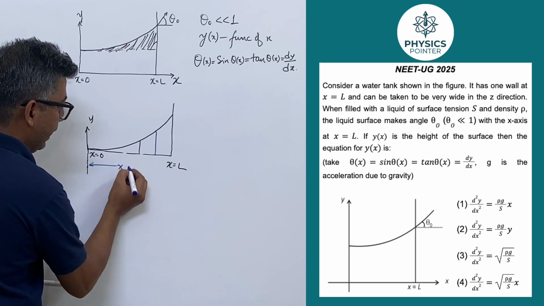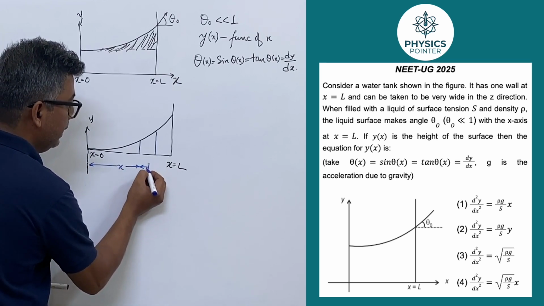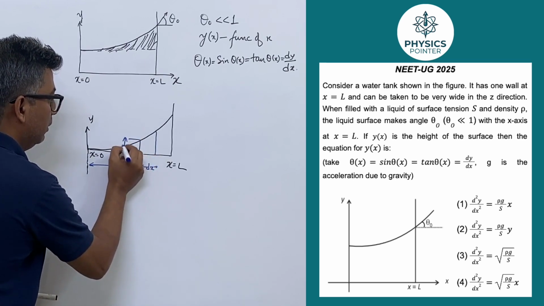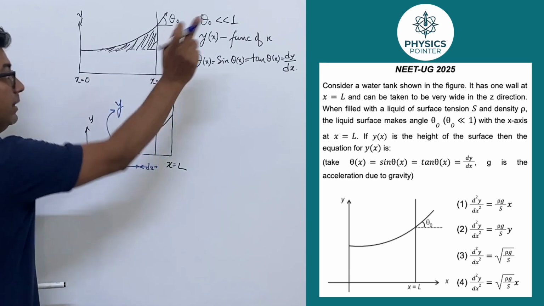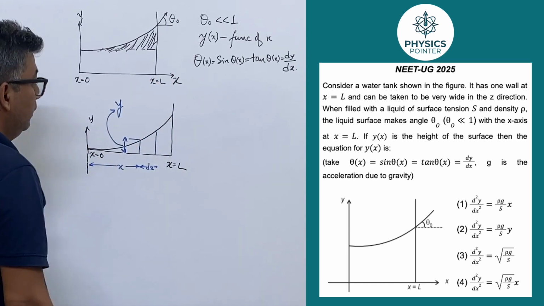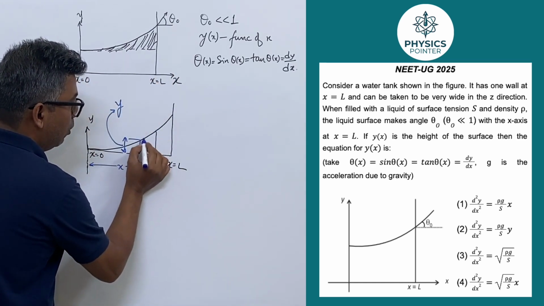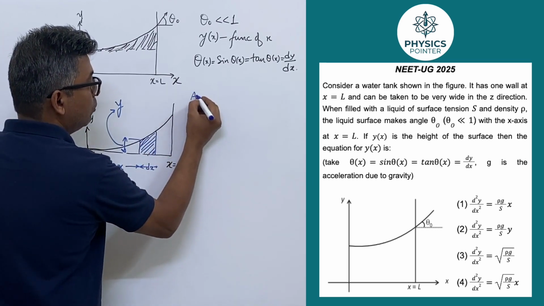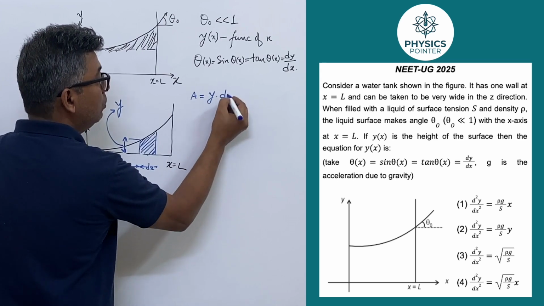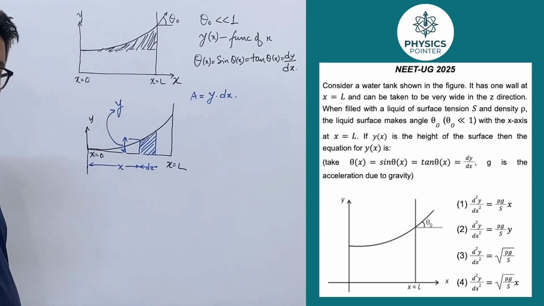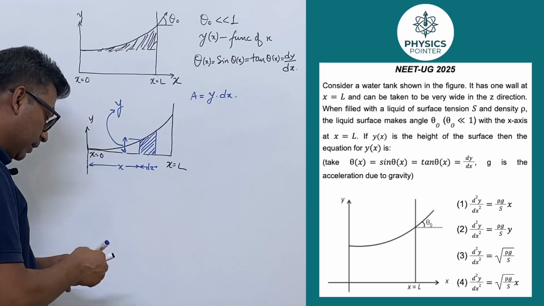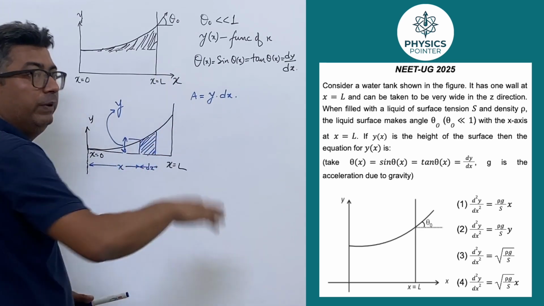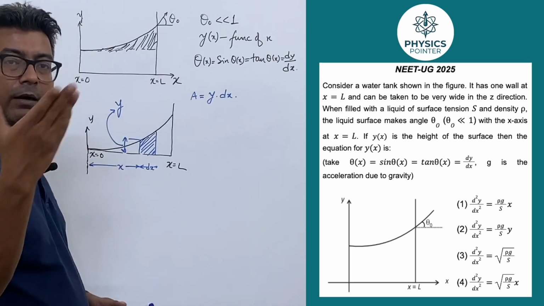So this is x. We take a small portion dx at x, and this height will be what? This height is y, because y is a function of x. And because this is very small, the area is y into dx. We got it? Okay, fine. Now the problem is, how do we calculate? We can determine the volume, so we can determine the mass, and so we can determine the weight.